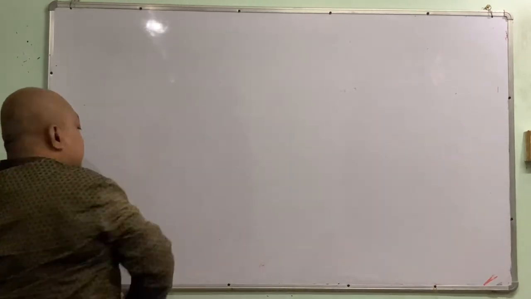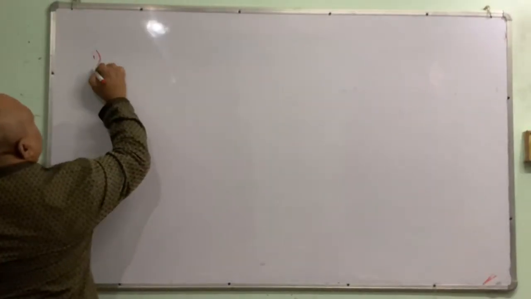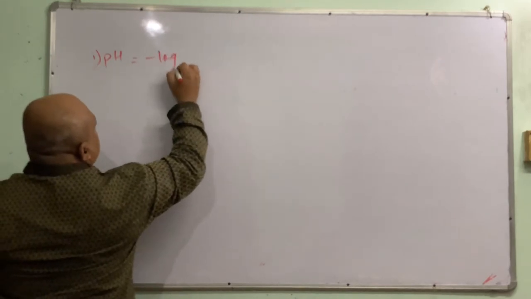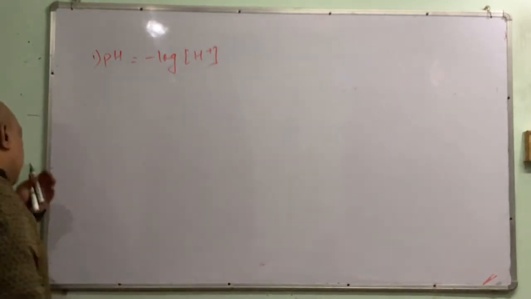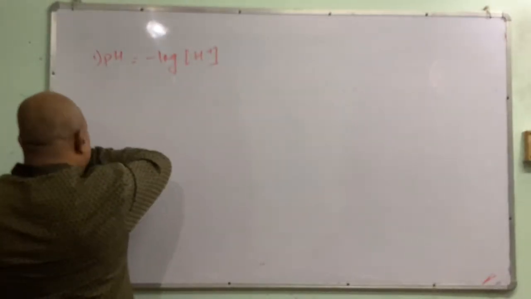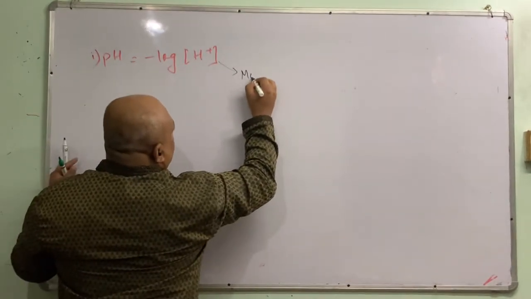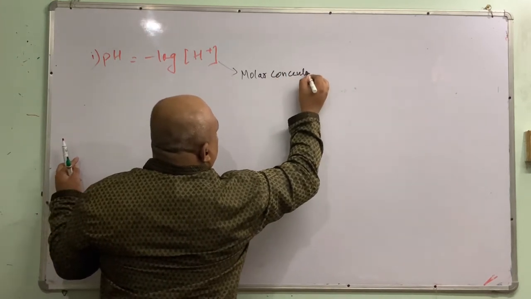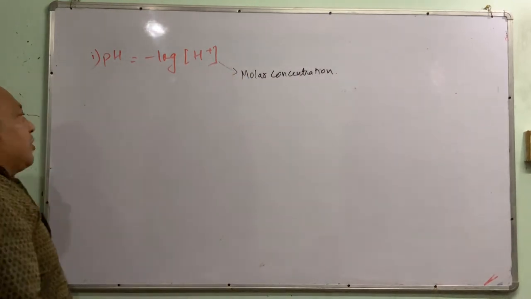So first one is the pH. First chemical parameter number one is pH. Everyone knows what pH is. The formula is negative logarithm of hydrogen concentration. Now you look over here. I'm using this double bracket, okay? This has got a lot of significance. This is called molar concentration. It is not just that I put up the bracket, it has got a meaning, this molar concentration.